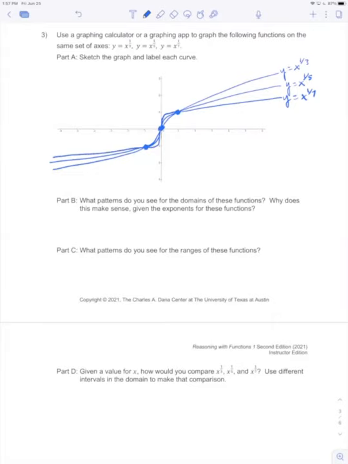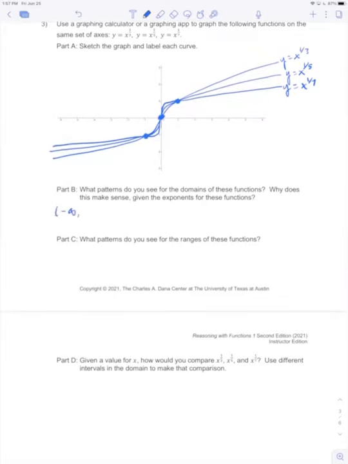What patterns do you see? This is part B. What patterns do you see for the domains of these functions? Well, all the functions have a domain of all real numbers, so -infinity to infinity. And well, we can take the cube roots of negative numbers. We can also take the 5th roots and the 7th roots of negative numbers. That's why we see the negative parts of the graph here when we graph it in the picture above, or the graph above.